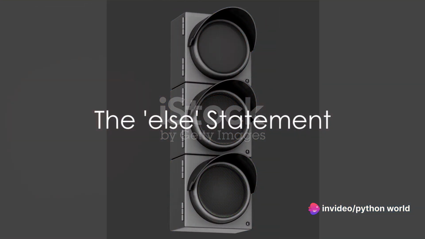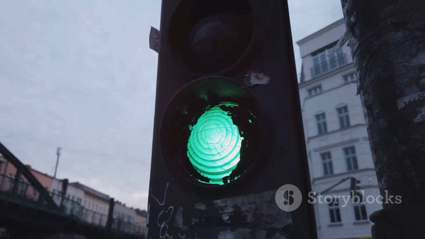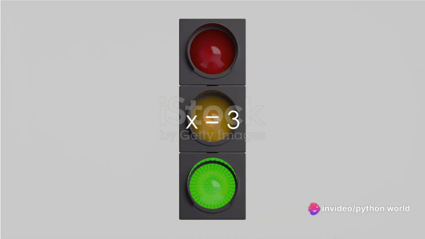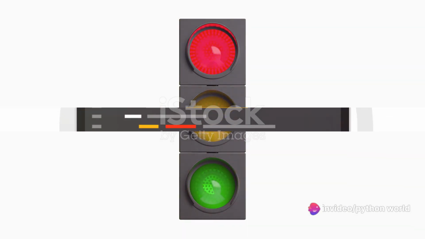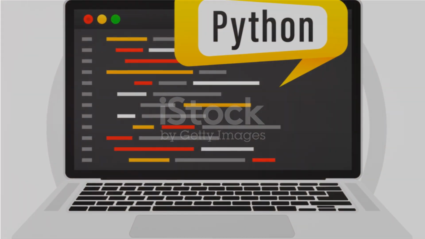Lastly, we have the else statement. This is like a traffic light turning red. It provides a default action when none of the preceding conditions are met. As such, here, if neither of the first two conditions are true, the program executes the block of code inside the else statement. Now, for more complex circumstances, we can nest these statements within each other.